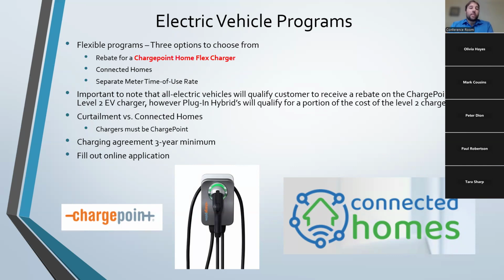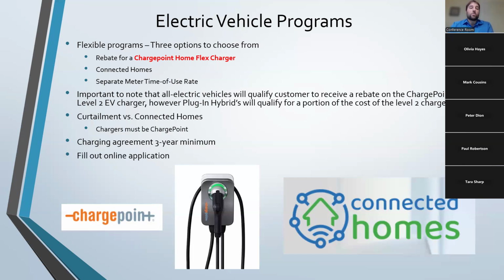The second program, and one that we actually recommend people shift to after the 3-year charging agreement, is the Connected Homes program. This isn't necessarily an EV charger program. It's actually a connected smart device program. I don't know if I have a list of the devices in these slides, but you can find them online. There's a list of smart devices that you can enroll in the Connected Homes program. Similar to that controlled charger program, it adjusts your devices during peak time. So a thermostat would be adjusted down a couple of degrees in the winter or up a couple of degrees in the summer during those peak events.